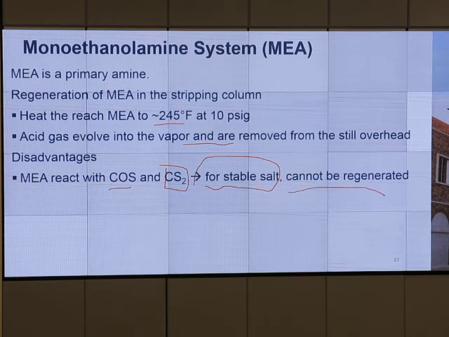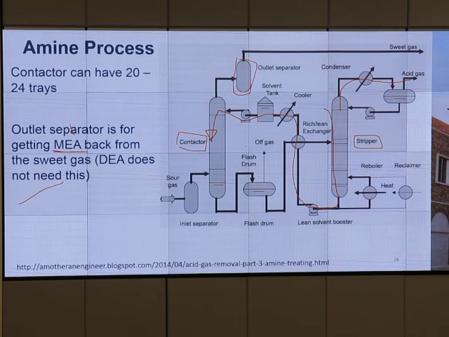So this means if we use MEA, MEA can react with carbonyl sulfide. It forms a salt that we cannot regenerate. Then we lose the amine. Okay, that's what it is. And acid gas can go into the still overhead. What is that? That is somewhere over here.